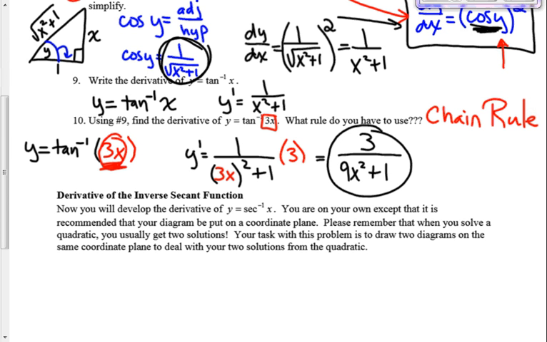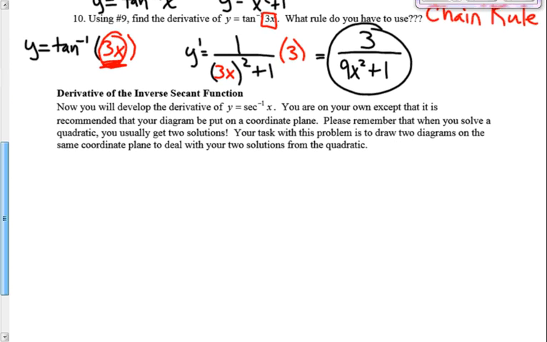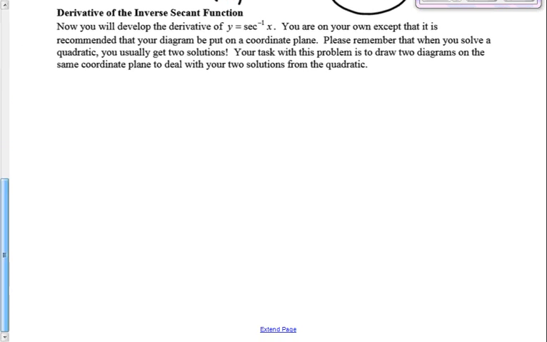The next one that I want to look at is the inverse secant function. This one I wanted you to do on your own, so I would like you to actually give it a go. Don't worry about the two diagrams in the coordinate plane. I'll talk about that in just a minute, but I'd like you to try and do this one exactly the same way we did the tangent inverse one. So rewrite it, take the secant of both sides, draw your right triangle, fill in all the sides, do a derivative, work that out, and do substitution from your right triangle. So go ahead right now and pause the video to work on the secant inverse of x derivative.